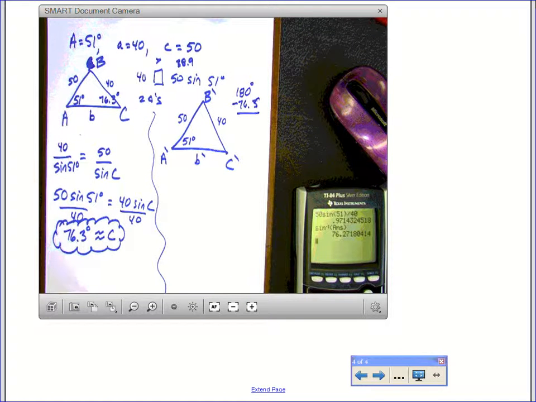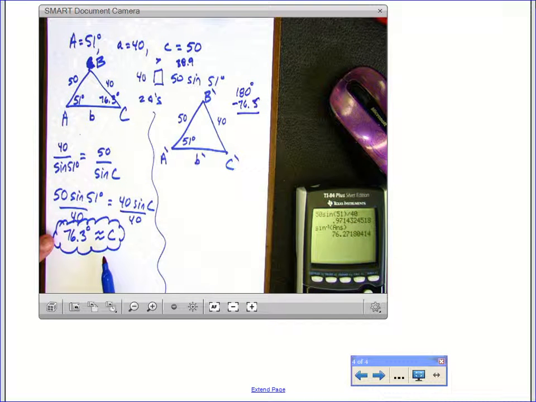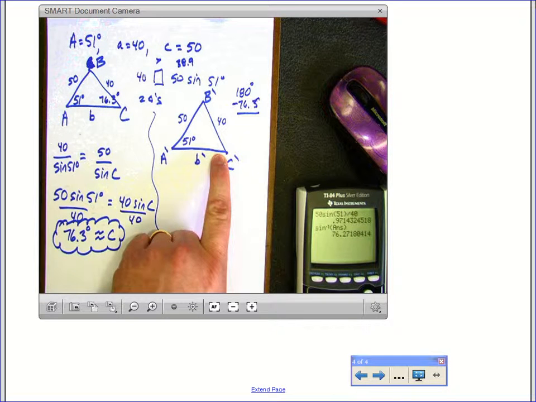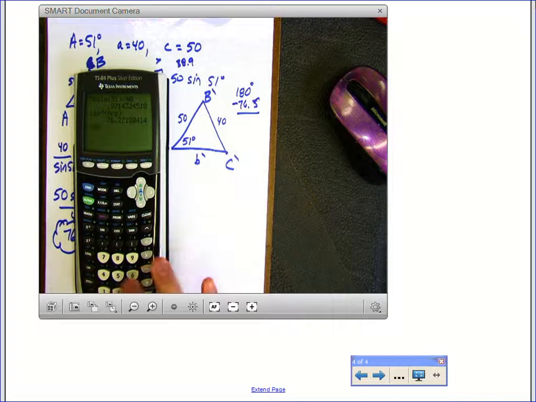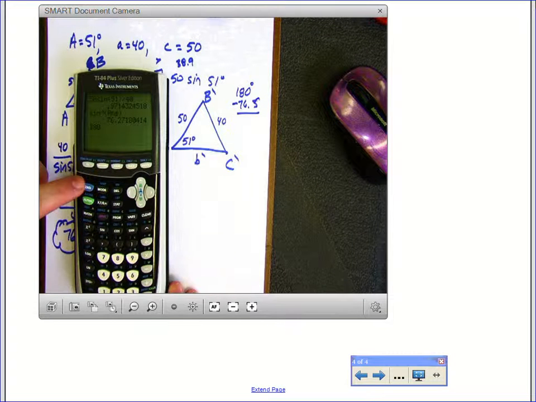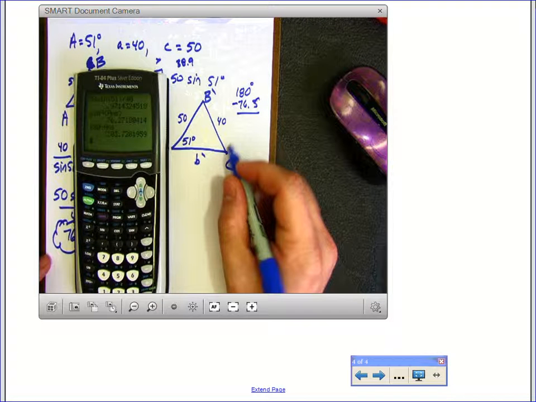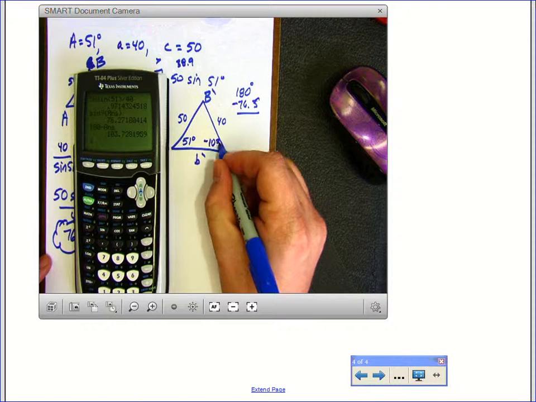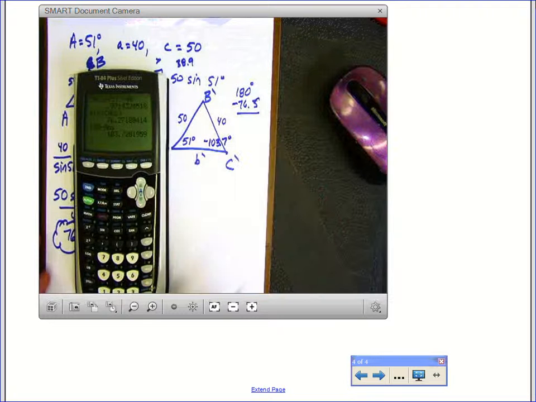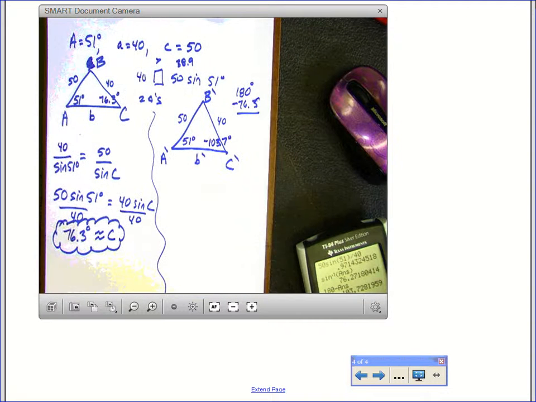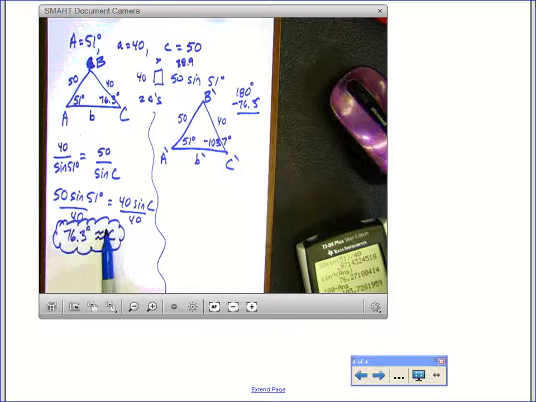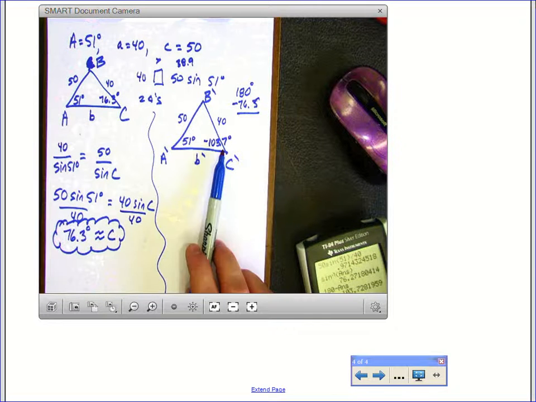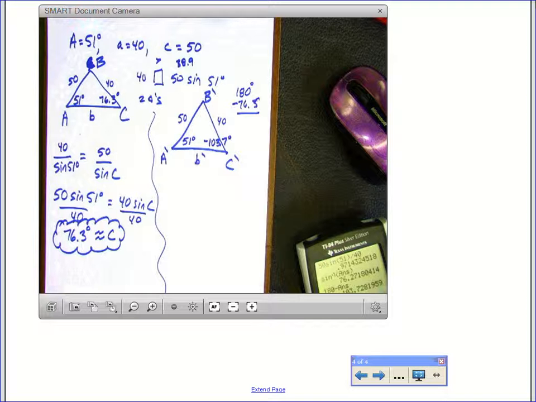Y'all understand the urgency I'm getting at here? Once you find this angle, you immediately find this one over here. You don't find anything else until you get this one. So let me do 180 minus the answer here. That gives me angle C prime right there of about 103.7 degrees. On the first triangle, you get the angle to be acute, and on the second triangle, you get the angle to be obtuse. So you see how they're different?